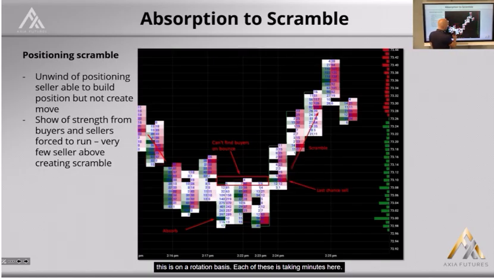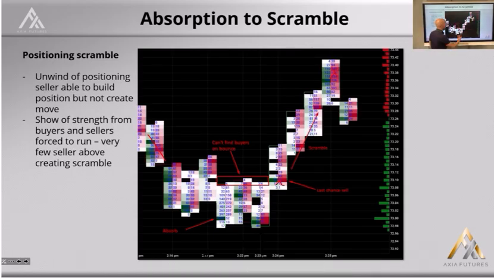Each of these, on a rotation basis, is taking minutes. Here, that's a minute to do. That's a minute, that's a minute. This one takes 5 minutes to create that little bit of action there. So you're getting much, much more time spent down here, whereas this is 1 minute to go from here all the way to here. Very fast, very quick move.